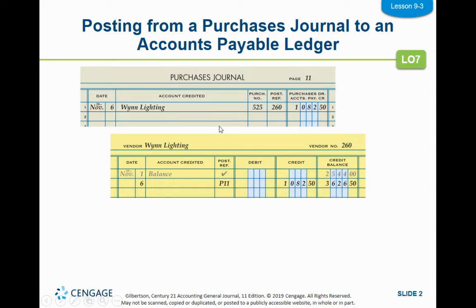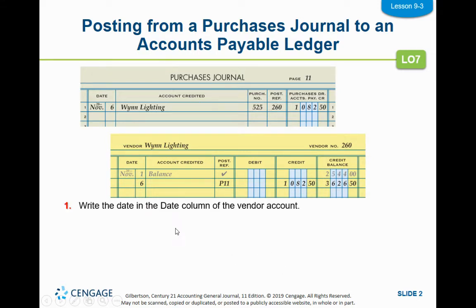This is the transaction that we did in lesson 9.2, where we purchased merchandise from Win Lighting and recorded that in the purchases journal. As a review here, you only have one column in the purchases journal for the amount. And at the top of that amount column, it says purchases debit, accounts payable credit. And then you write the vendor on the line. So when you get ready to post from the purchases journal, you're going to post to Win Lighting in the accounts payable ledger that we learned about in lesson 9.1.